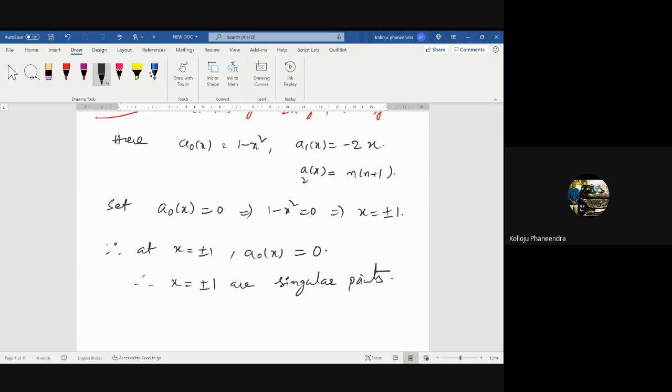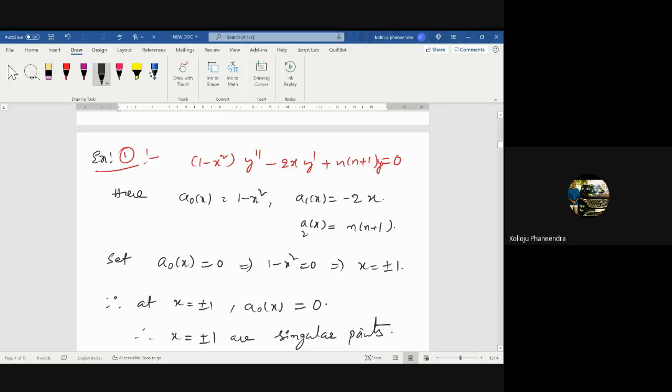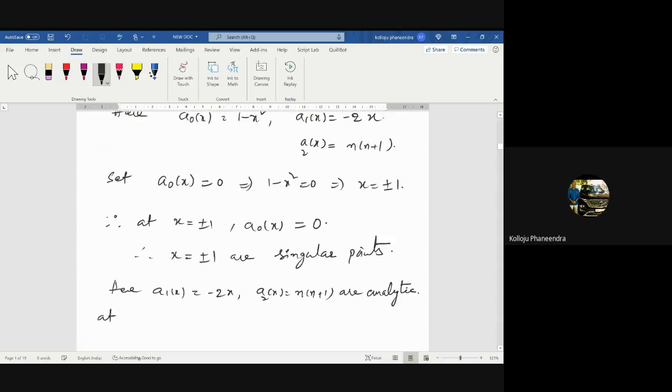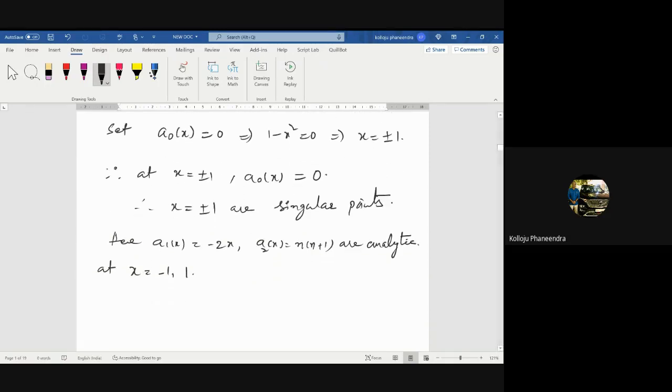One more point: all of you remember, the functions must be analytic. Analytic means differentiable. Clearly here, a1x, that is negative 2x, and a2x, that is the constant n into n plus 1, are analytic at the singular points x equal to negative 1 and plus 1. At these points, the a1x derivative is minus 2 and the a2x derivative is 0. Both exist at minus 1 and 1, so those are analytic.